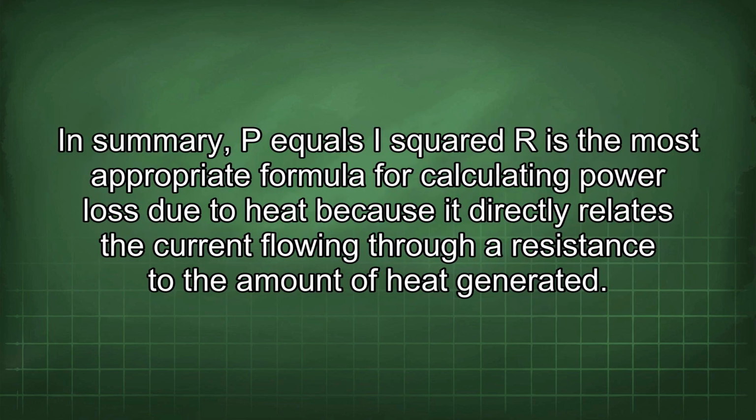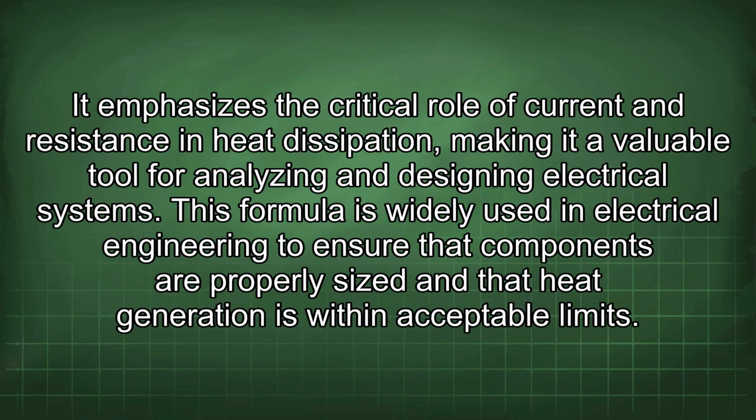In summary, P equals I squared R is the most appropriate formula for calculating power loss due to heat because it directly relates the current flowing through a resistance to the amount of heat generated. It emphasizes the critical role of current and resistance in heat dissipation, making it a valuable tool for analyzing and designing electrical systems. This formula is widely used in electrical engineering to ensure that components are properly sized and that heat generation is within acceptable limits.